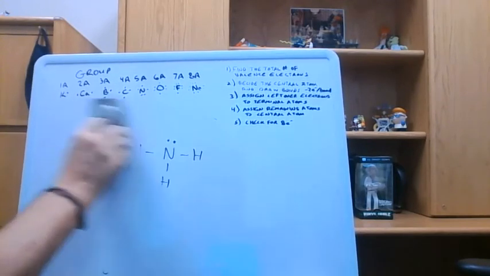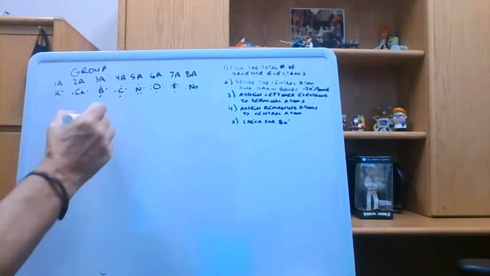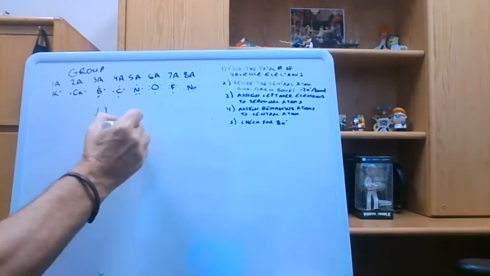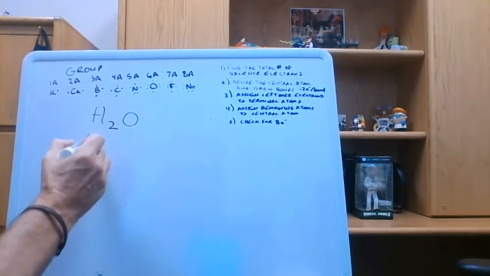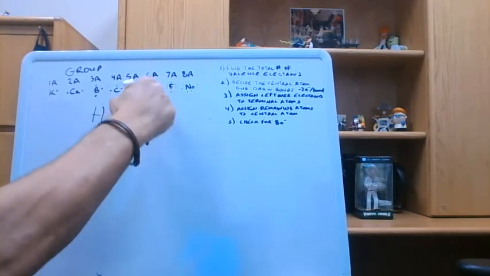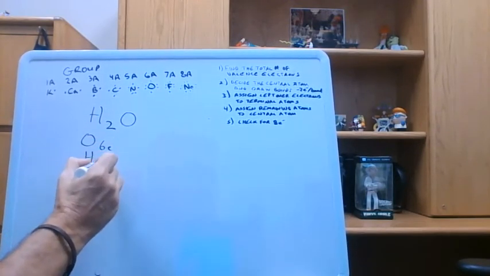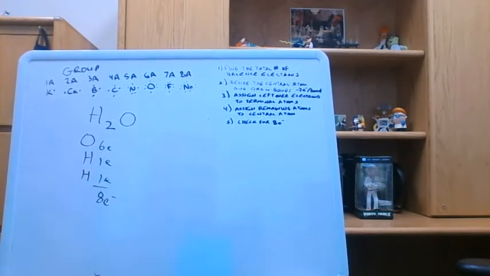So let's look at a couple more here just to get some more practice. So we take H2O. Right, step 1, find the number of valence electrons. So we have 1 oxygen, 2 hydrogen. So oxygen is in group 6A. It brings 6. Each hydrogen brings 1 electron. So we only have 8 electrons again to disperse.